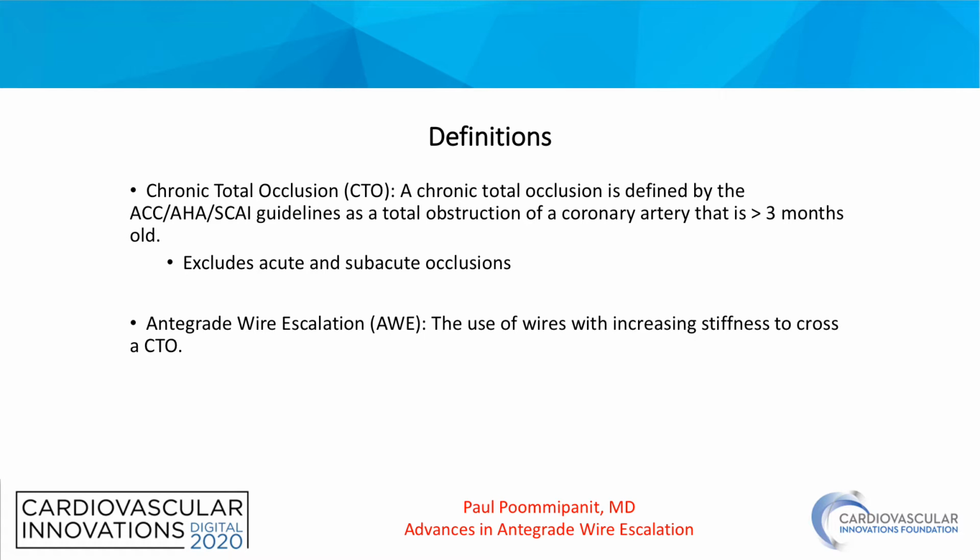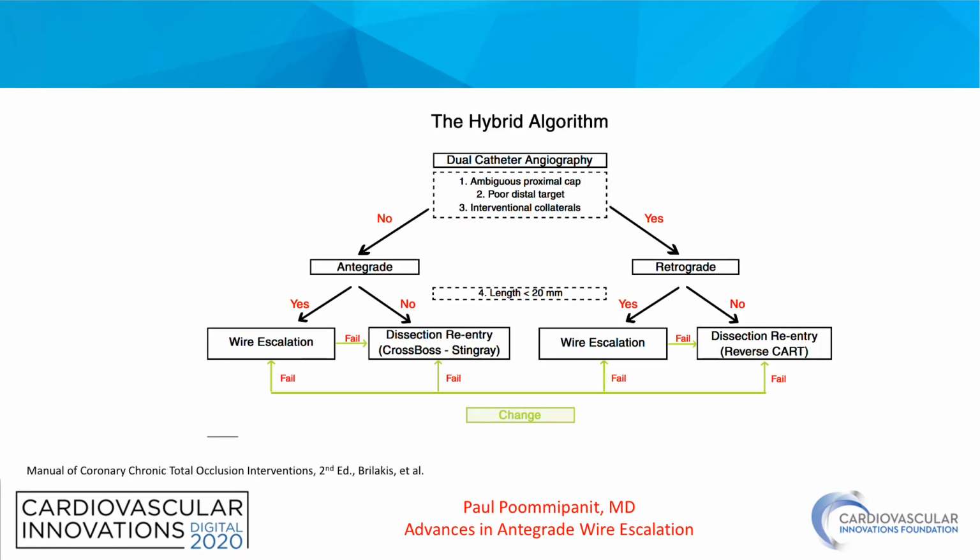Antegrade wire escalation is the use of increasing stiffness of wires to cross a chronic total occlusion. And so I'm going to start at the hybrid algorithm. This is a figure taken out of Dr. Karmpaliotis' book. This is an algorithm developed a number of years ago that gave us predictors of success or failure in CTO PCI using various techniques.